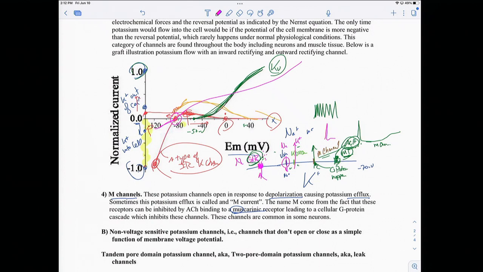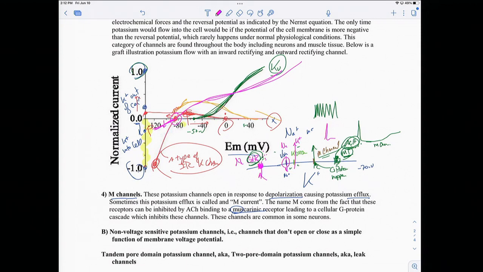Looking at that, I'm noting that I now have this channel. It happens to be open at the reversal potential, and I can see potassium flowing into the cell right here. But note, it's not flowing into the cell nearly to the degree of current as up here. So this would still be an outward rectifying potassium channel, but this channel happens to be open at the reversal potential.